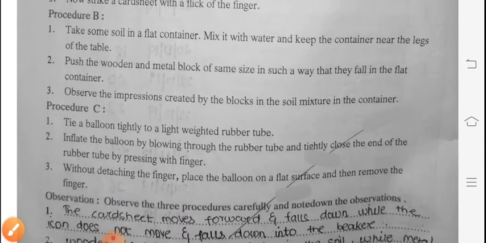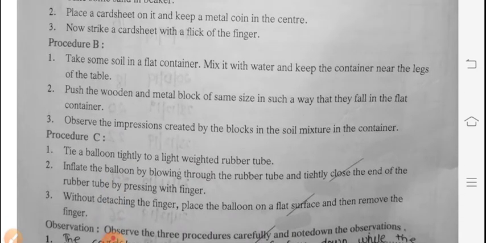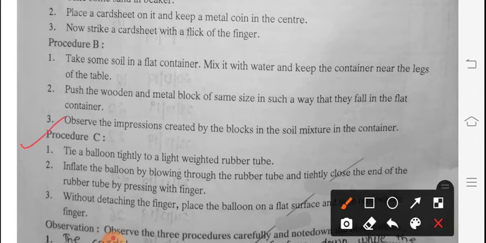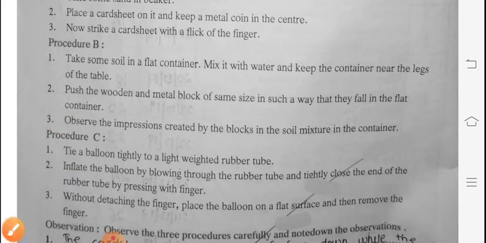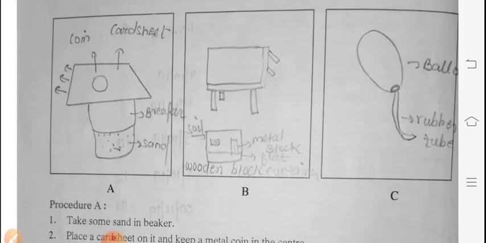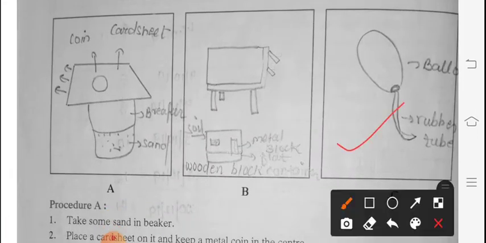Now procedure C is: tie a balloon tightly to a light weighted rubber tube. Inflate the balloon by blowing through the rubber tube and tightly close the end of the rubber tube by pressing with the finger. Without detaching the finger, place the balloon on a flat surface and then remove the finger. What we have to see over here is the diagram.